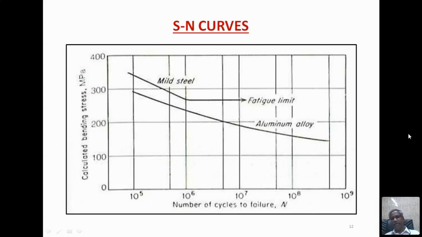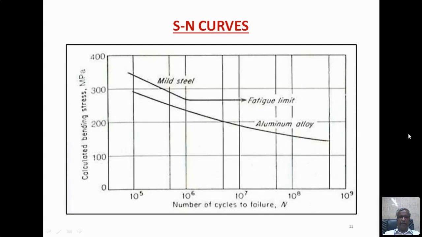Why? What is the usefulness? You can find out the fatigue limit. That means below the fatigue limit stress, or below the endurance stress, the specimen never fails due to the cyclic loading. So below the curve, it is the safe region, and above this curve, it is the unsafe region. So that is another inference you will get from this graph.